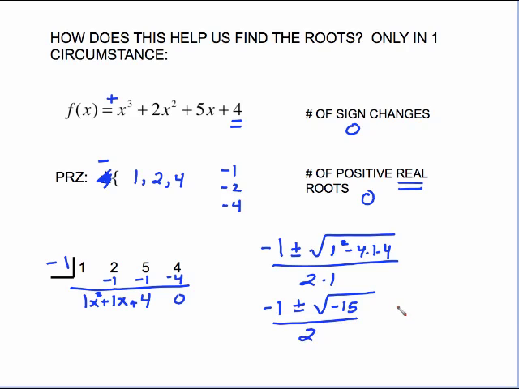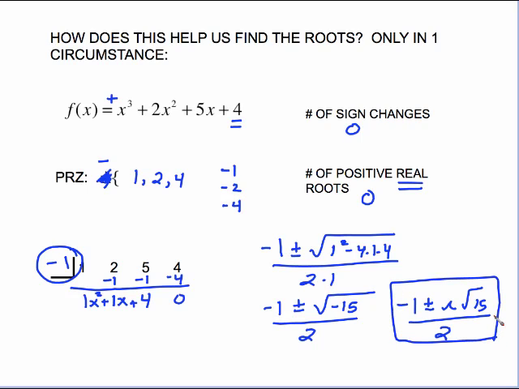Remember, the square root of a negative produces an i, so this is negative 1 plus or minus i radical 15 over 2. So one of my zeros was negative 1. It's a negative value. These are imaginary. Actually, these are complex. There's no positive or negative to this. So it does verify the fact that there are no positive real roots.